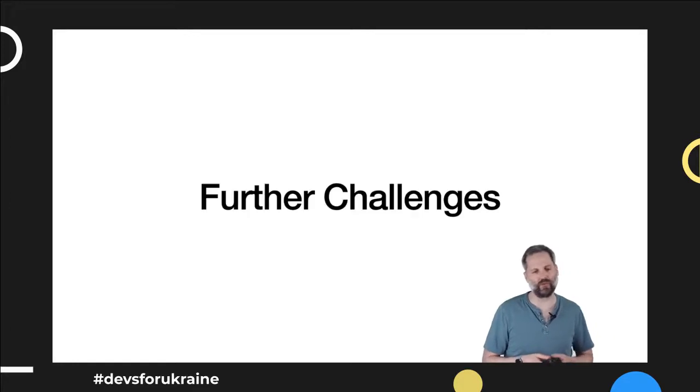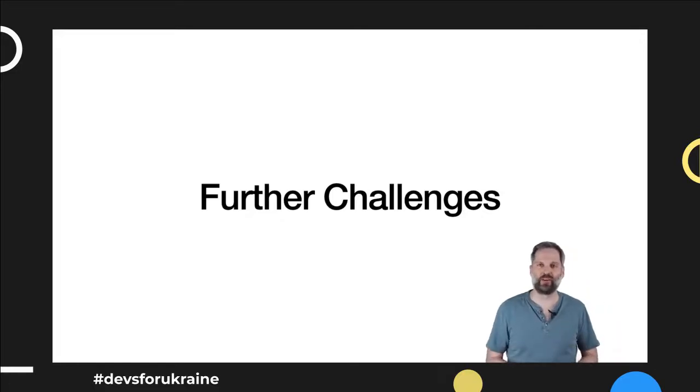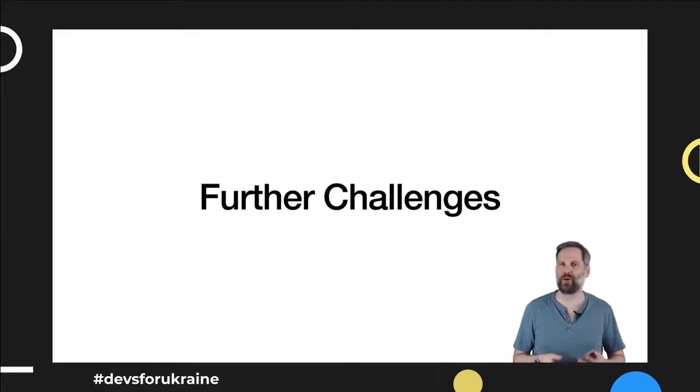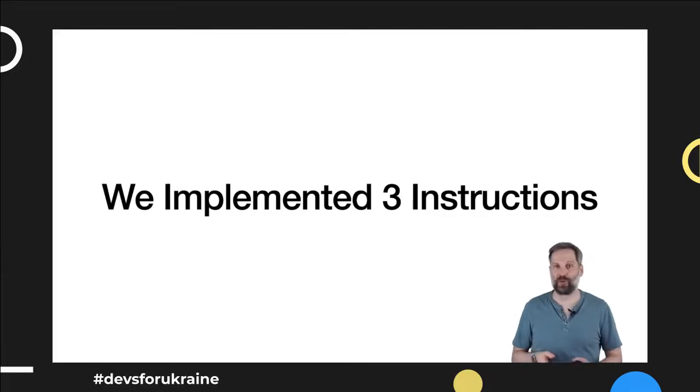Now there are some further challenges that I want to talk about here. We've been able to write a JIT compiler, and I want to talk about the challenges going forward. Let's say we were going to take this JIT compiler and do it for real. We're going to write a really great JIT compiler. One of the issues is, we only implemented three instructions. We implemented put object, we implemented plus, and we implemented leave. So we only did those three instructions.